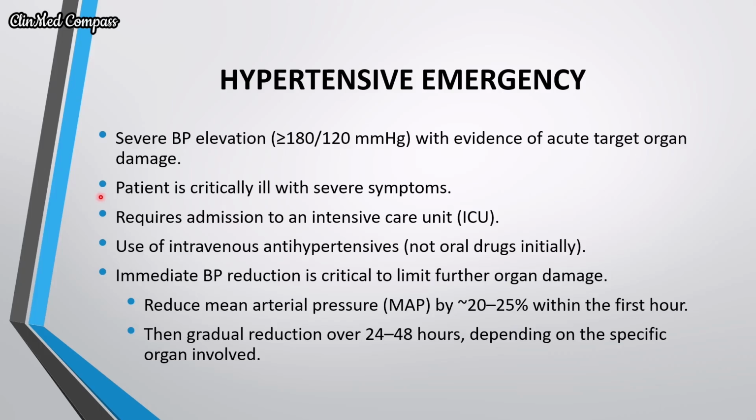These patients are critically ill and need urgent care in the intensive care unit. Treatment involves parenteral antihypertensives to reduce pressure quickly. The goal is to lower mean arterial pressure by about 20 to 25% in the first hour, and then more gradually over 24 to 48 hours.